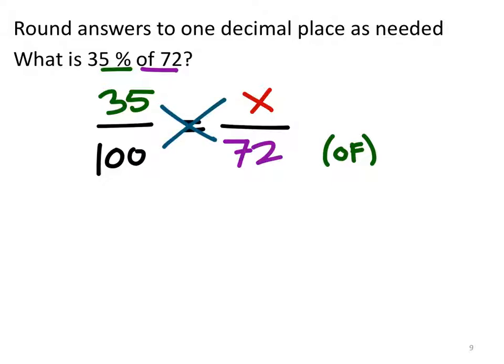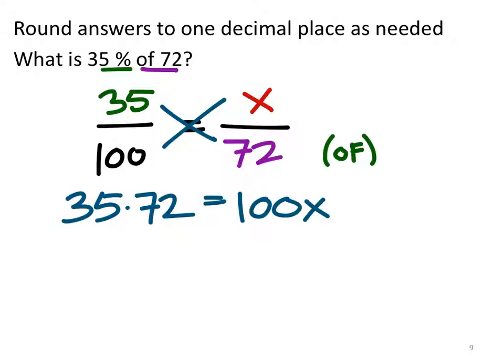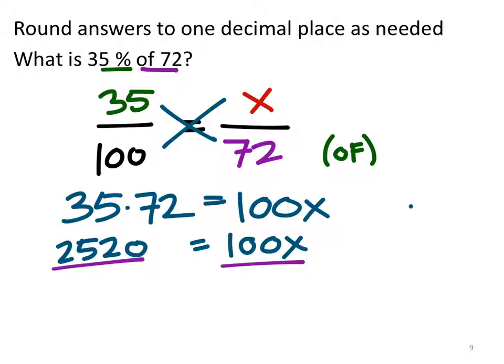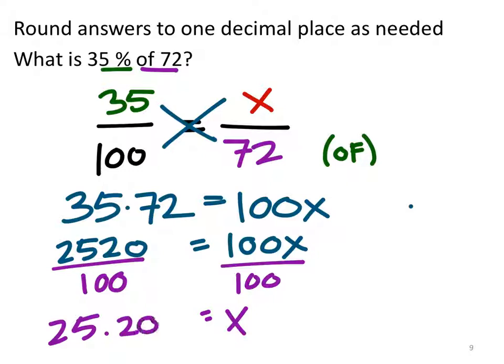All right. So with cross multiplication, I've got the first cross, 35 times 72. And this should equal the other cross, 100 times X. But yeah, that still equals 100X. So finally, to solve for X, we'll divide both sides by 100. And that would give us 25.20. We don't really need to show that 0 there, though.